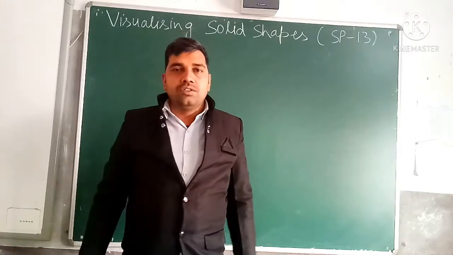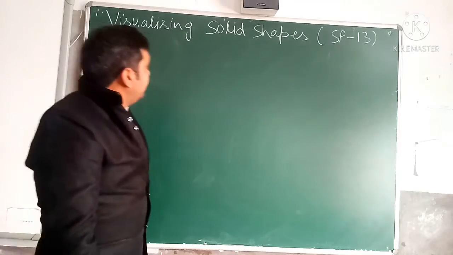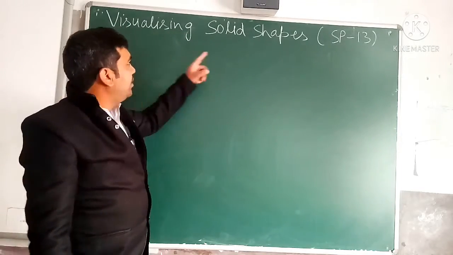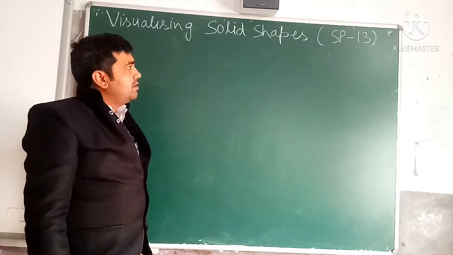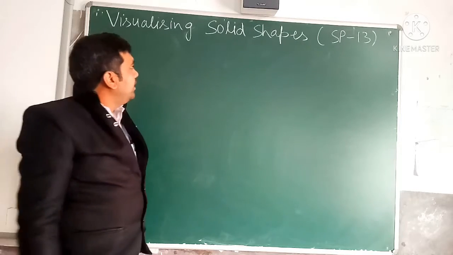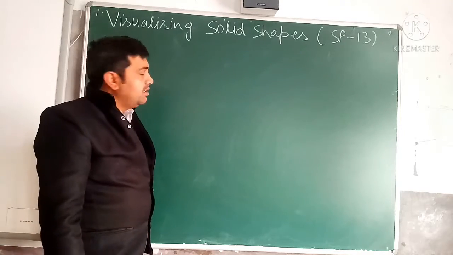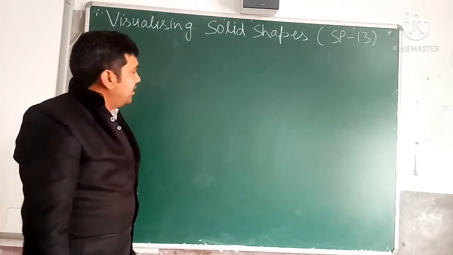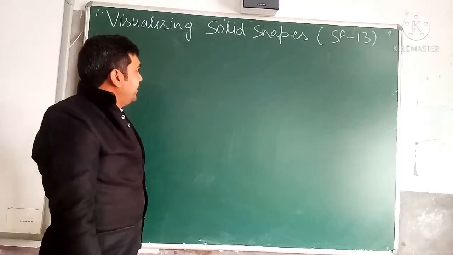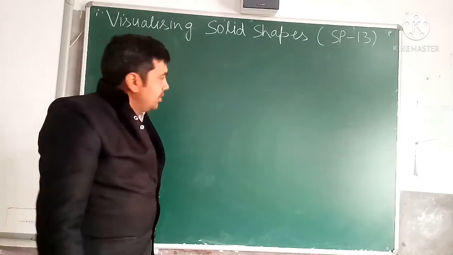Hello students, today we'll start a new chapter, visualizing solid shapes, that is self practice 13. In this new chapter we will study how we can see the different solid shapes like cylinder, cube, cuboid, cone.